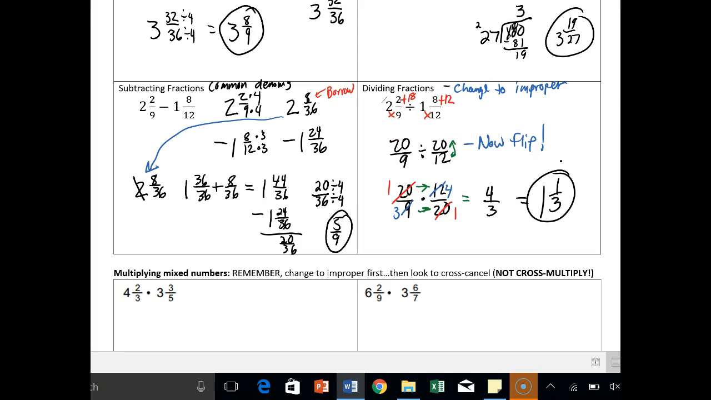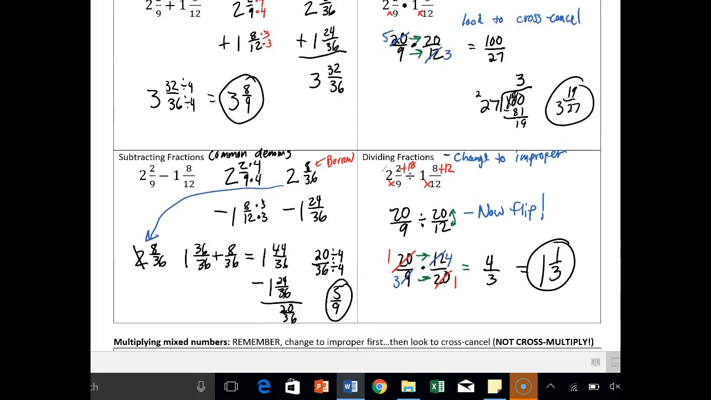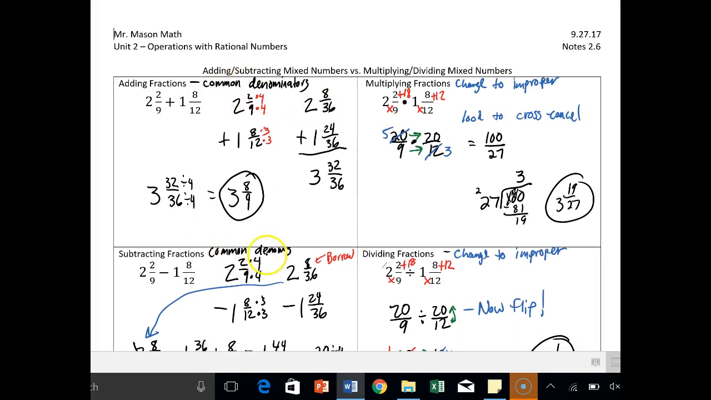But the big thing you need to remember is that each problem, depending on its operation, has different rules. Sometimes we need common denominators when we add and subtract. Sometimes we need to change to improper when we multiply and divide. You've got to remember these rules. The operator is going to tell you exactly what you need to do. So remember, if it says multiplication, use your multiplication rules. If it says addition, use your addition rules. That's the end of part 1.